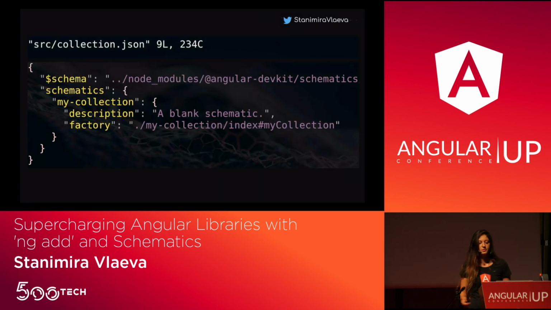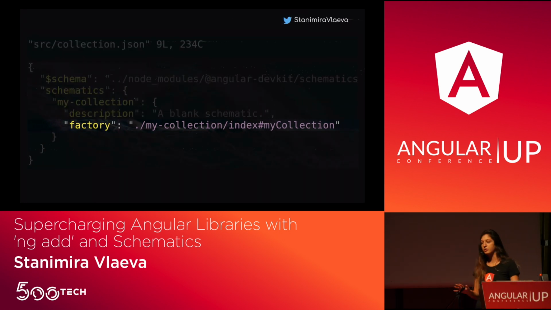And the collection.json file contains information about every project transformation, as I said. We have just one of them that has a name myCollection. It has a description which describes that this is a blank schematic, and we have some factory which points to a file, and more specifically to something exported by that file. So it points to myCollection index, then we have the hashtag symbol, and myCollection is the part which is the exported function or symbol from that file.